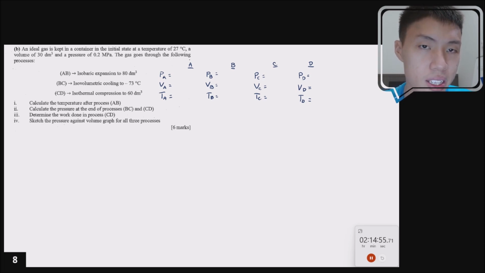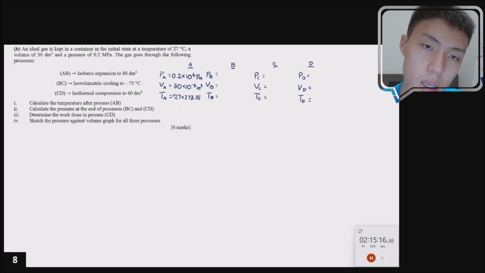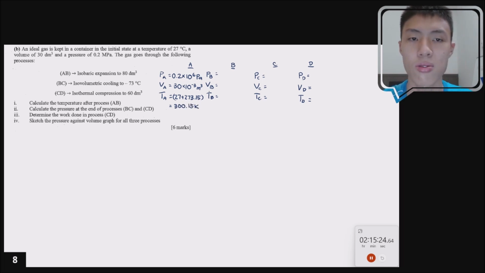The pressure at state A is 0.2 megapascal. Convert it to the unit we want, that is Pascal. Volume is 30 dm cube. Convert to the unit that we want, 30 times 10 to the power negative 3 meter cube. Temperature is how much? 27. Convert it to the unit that we want, which is Kelvin. From here you'll get 300.15. Okay, so that's state A.